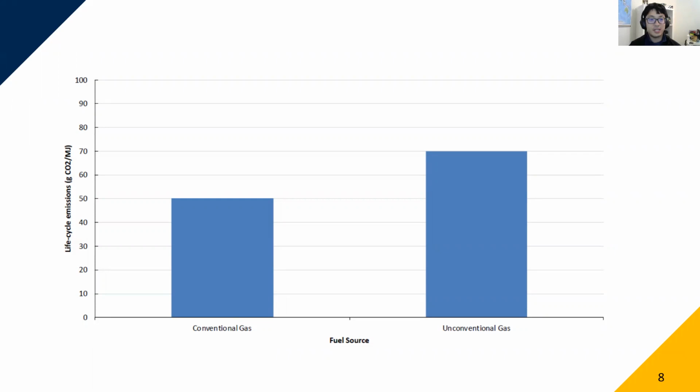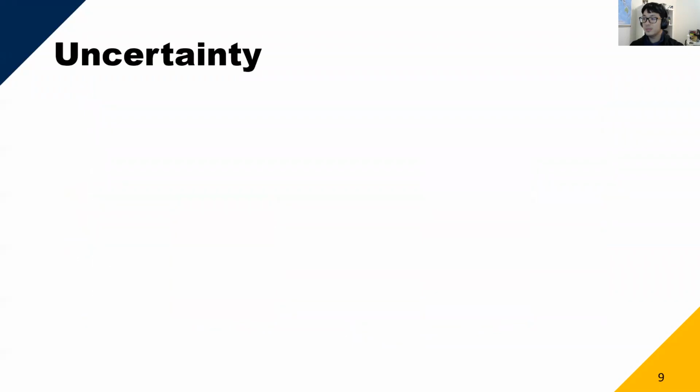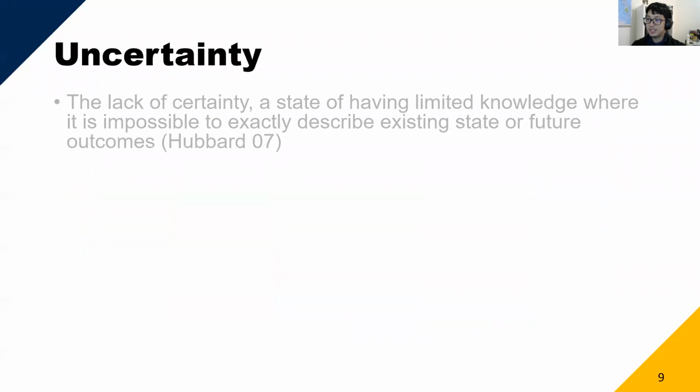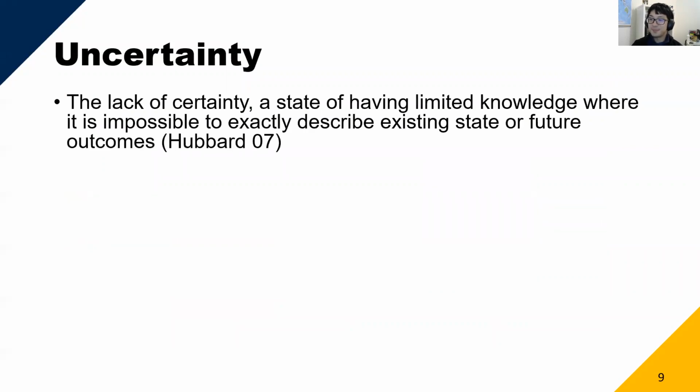The topic that we're talking about today is a crucial one for being able to provide the correct interpretation of results when you do your research or when you're looking at other people's research. Okay, so uncertainty. What is this? The lack of certainty, a state of having limited knowledge where it's impossible to exactly describe the existing state or future outcomes.